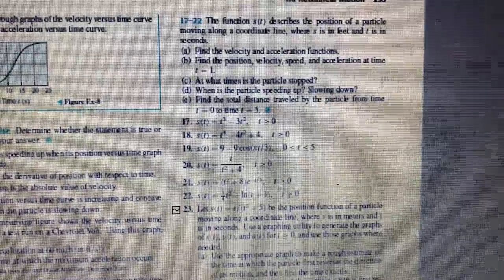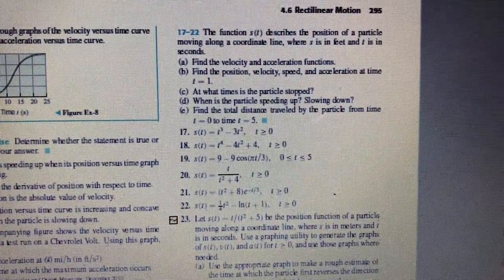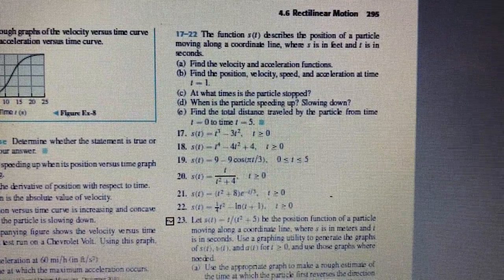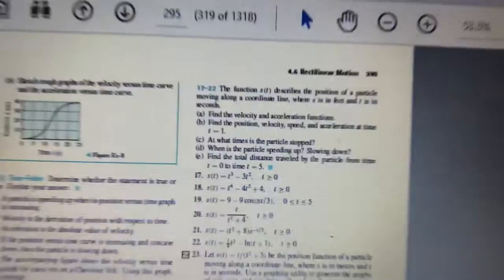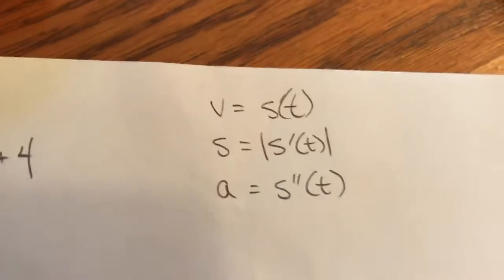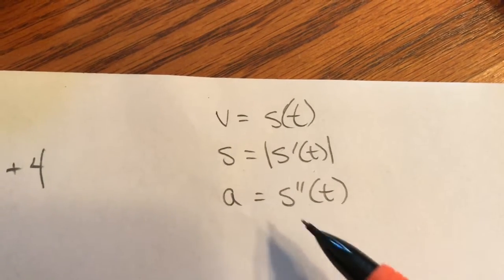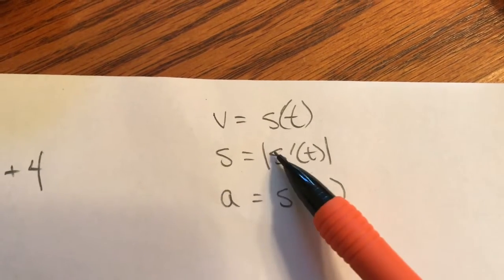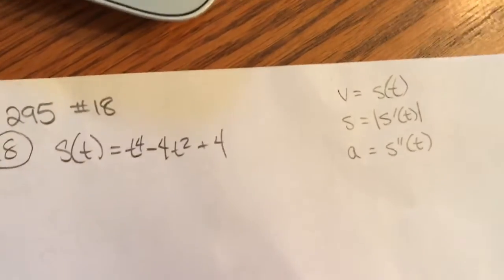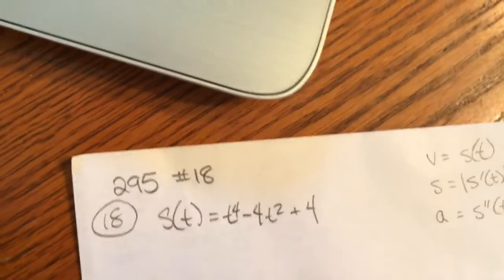Problem 18 is a big one. s of t equals t to the 4th minus 4t squared plus 4. Part A says I need to find the velocity and acceleration. Velocity is the first derivative. Acceleration is the second derivative. And if I ever get to that point, which I'm sure I will, the speed is going to be the first derivative, but you take the absolute value of it.